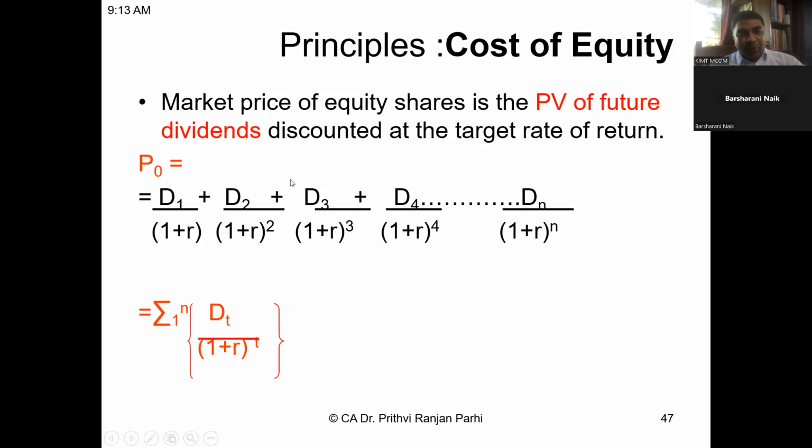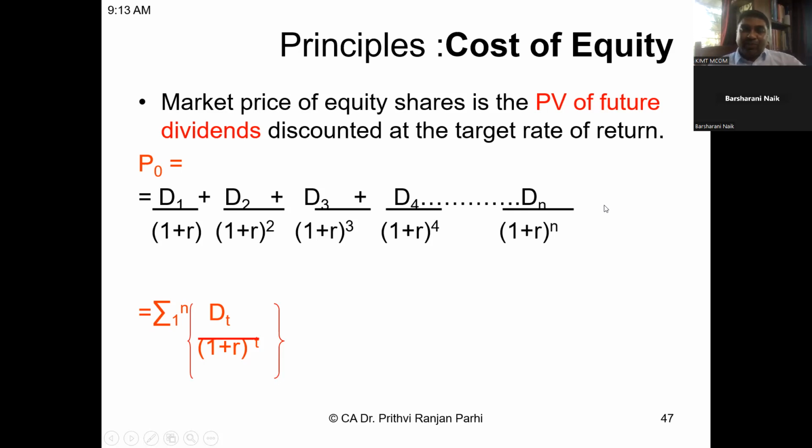And this portion shows the present value of the dividend that you are going to receive at the end of 3 years. So like this, if you add up, you will get the present value of future dividends. So P0 is equal to D1 by 1 plus R plus D2 by 1 plus R square plus D3 by 1 plus R cube, like this. This means that the price of the equity share is the present value of future dividends.